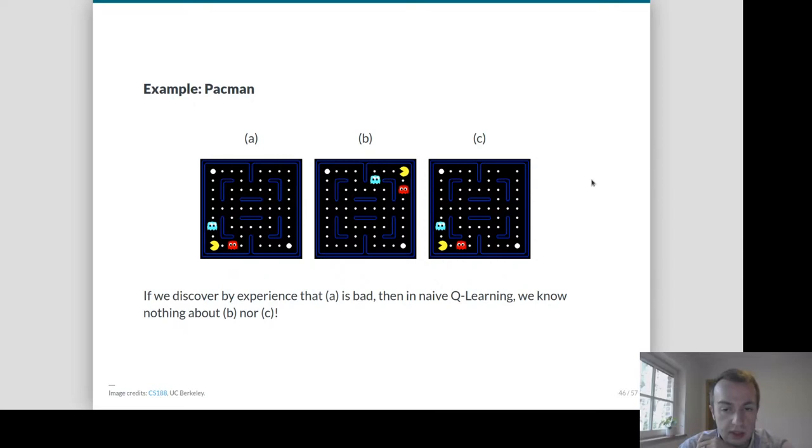And even worse, we wouldn't even know anything about this one, which is almost the same as state A, except that there is this tiny difference. There is just one dot of difference in a region which is not important at all. But again, that would correspond to a different entry in the Q table, and for this reason, we would not have any estimate for this state. So that's something we want to fix, and that we can fix with machine learning.